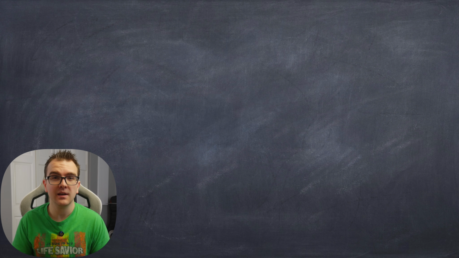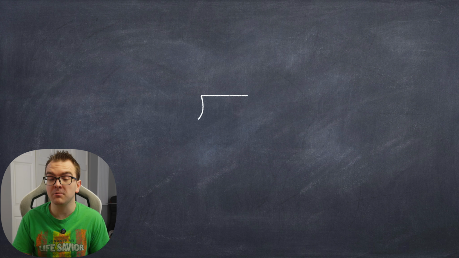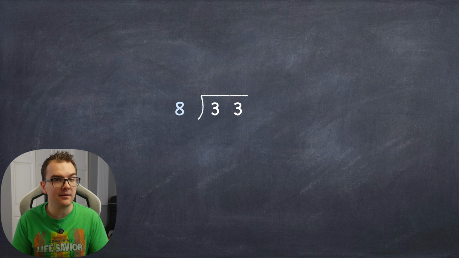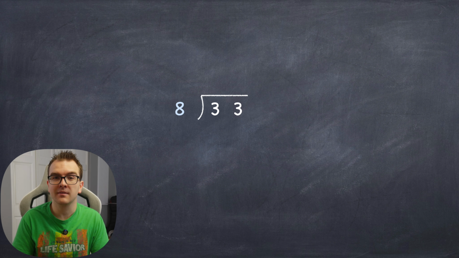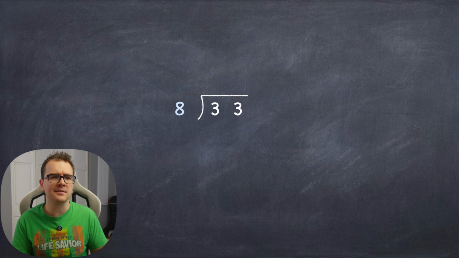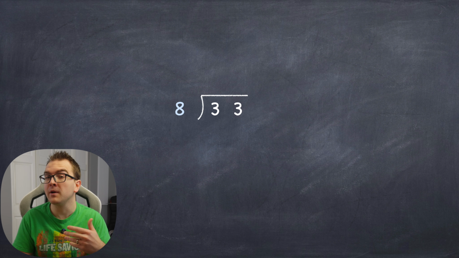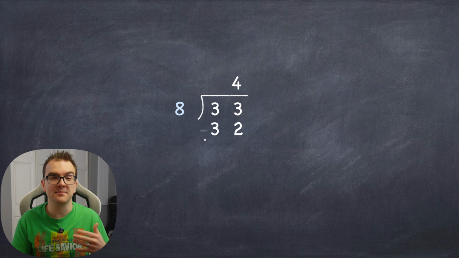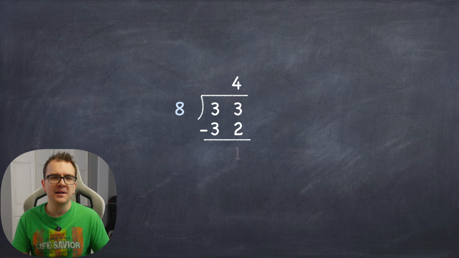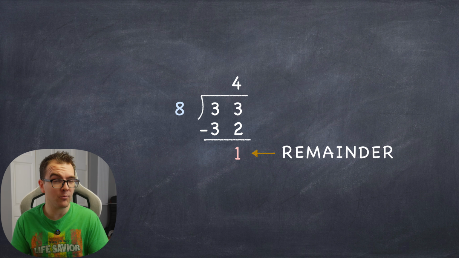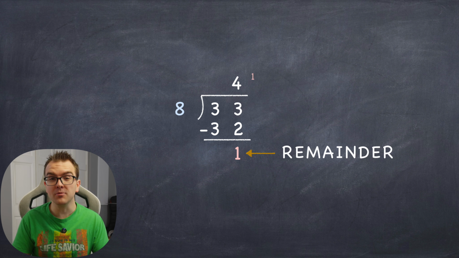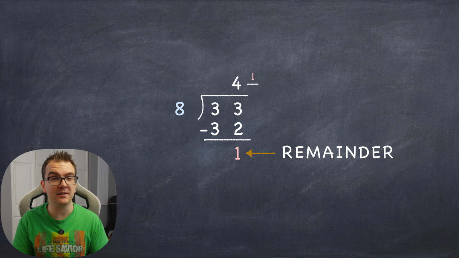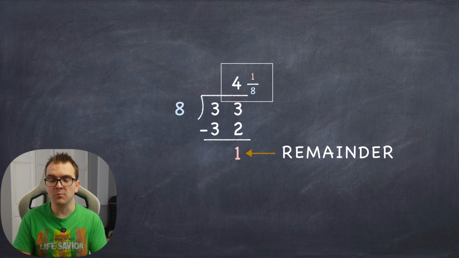To do this, we need to remember that fractions are another way to express division, right? So 33 divided by 8. So how many times does 8 go into 33 without going over 33? 4 times. 4 times 8 is 32, but now we have a remainder of 1. 1 becomes the numerator, and our denominator does not change, giving us an answer of 4 1/8.